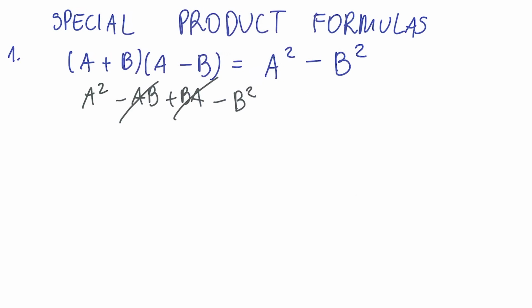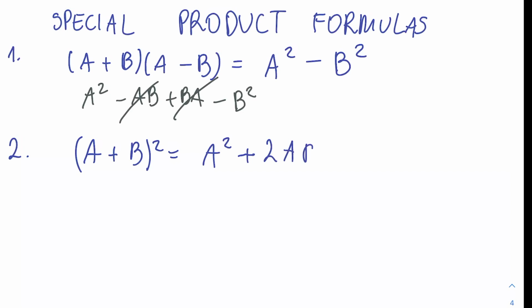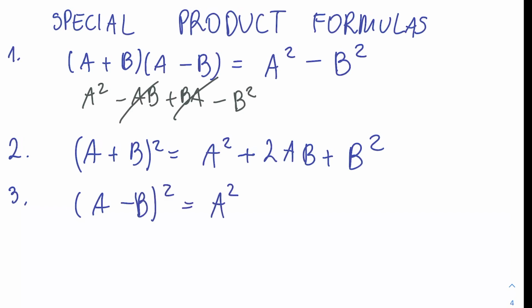Now the next special property, and we've already explored that in our lesson 1 actually, so we had a plus b squared is equal to a squared plus 2ab plus b squared. The third is a minus b squared will be equal to a squared minus 2ab plus b squared.